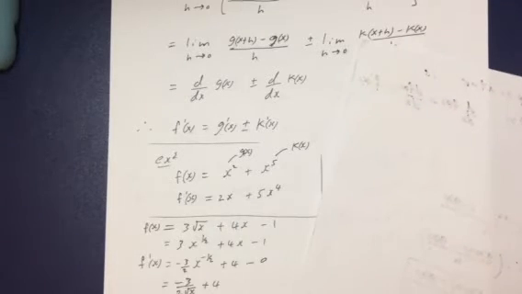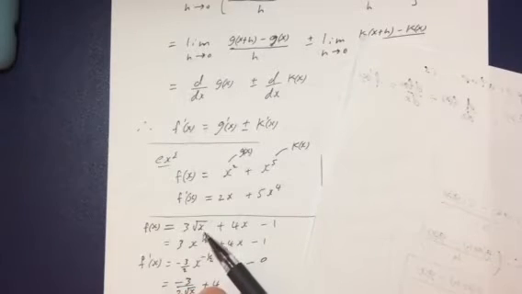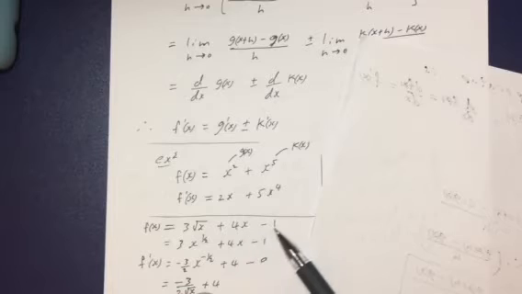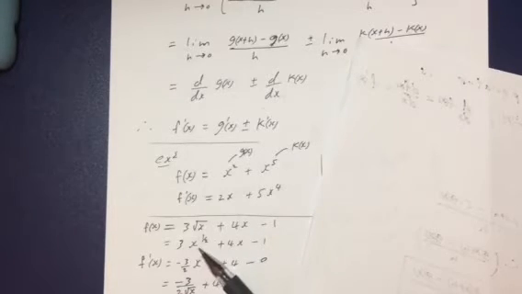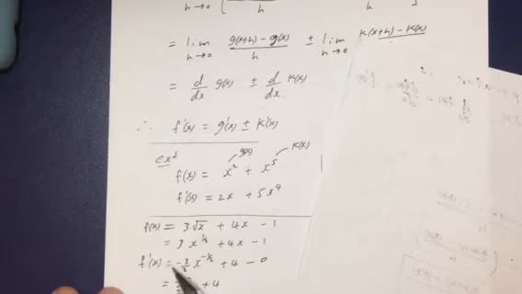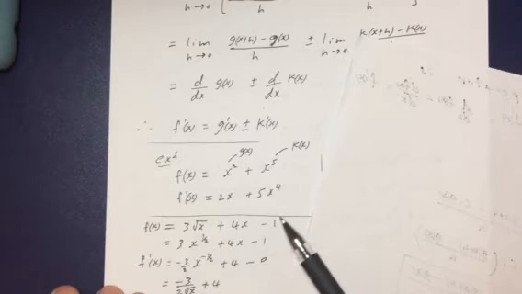What about this one here? f of x equals 3 root x plus 4x minus 1. Well, that's the same as 3x to the 1/2 plus 4x minus 1. And now we can take the derivative of each one of those pieces. So the derivative is going to be 1/2 times 3/2.